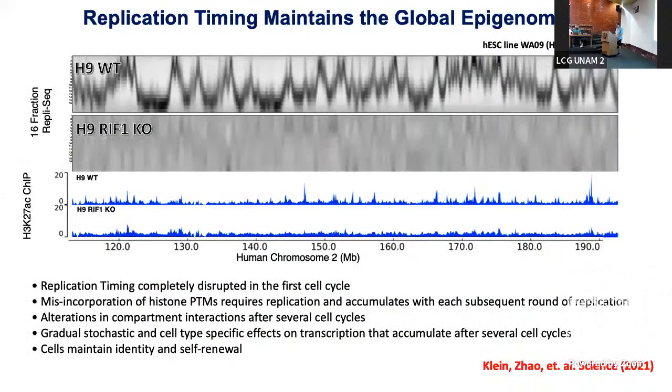So, okay, I'm just going to show you two experiments from this paper. The first one is the initial observation. At the top is the high resolution Repli-seq that we talked about earlier. This is in human embryonic stem cell line H9. So that's a very typical Repli-seq profile. And the second track is what it looks like when you knock out RIF1. It's almost a complete snowstorm. You can't see any resemblance of the normal pattern.